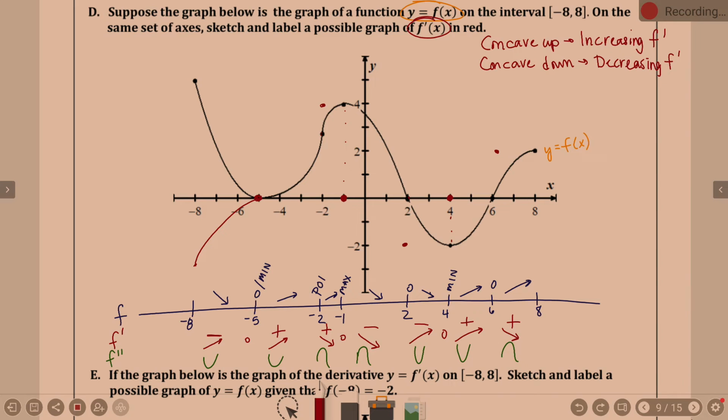From -5 to -2, this graph is increasing. So my derivative is going to be concave up. And that was supposed to be a max there, right? Now, from -2 to -1, -1 is a 0 here. I already have that point. My graph is what? Increasing still? So increasing is going to be concave up, which means it's going to be slightly concave up.